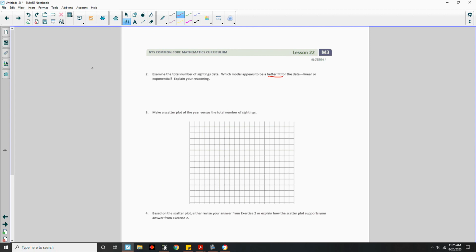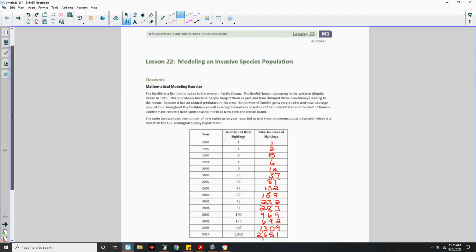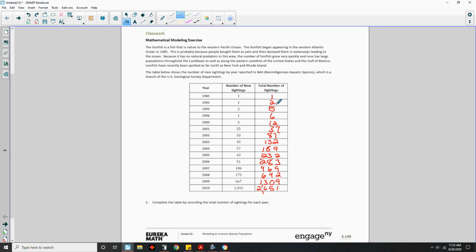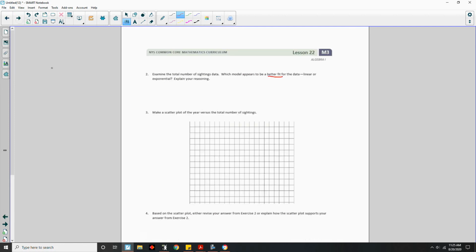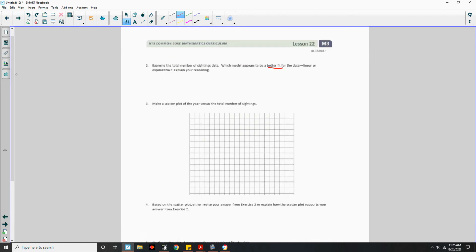Okay, so going back to look at the data, we see that it goes 1, 2, 5, 6, 12, 37, 87. Looks like it's almost starting to double here. 6 to 13 is like double. And then 13 times 2 is 26. So it looks like double, double, double. So it's definitely not linear. So I would rather say that it would be exponential before saying it is linear.